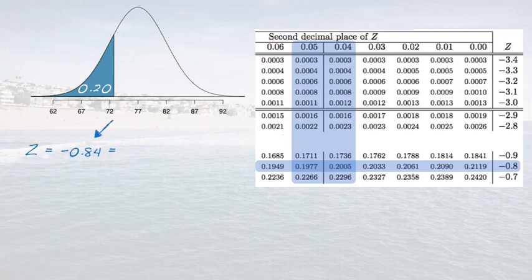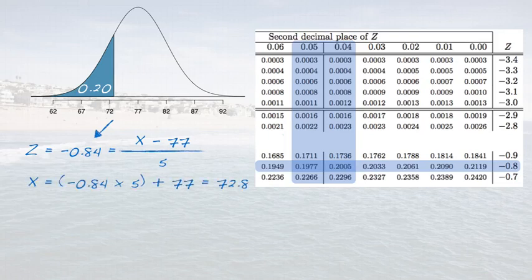We know that this value can also be calculated as the unknown observation minus the mean 77 divided by the standard deviation of 5. And if we solve for x here, multiplying both sides by 5 and adding the 77, we once again get to roughly the same answer, 72.8 degrees Fahrenheit.